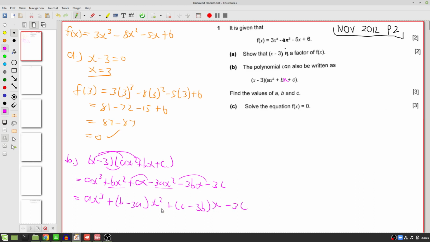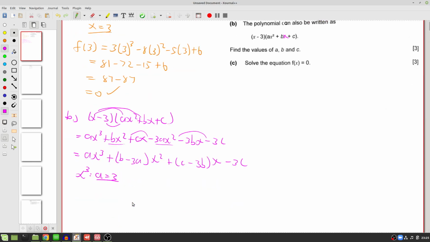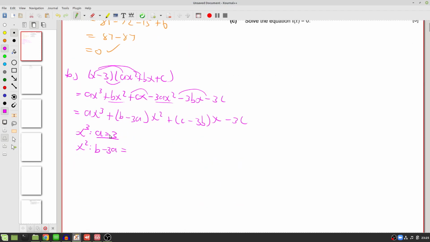Now what we want to do is compare the x cubed, x squared, x, and constant terms to the original function. So let's compare the coefficients of the x cubeds. a must be equal to the coefficient of the x cubed in the other function, so a must be equal to 3. Nice, done. Then the x squareds: their coefficients must also be equal. We've got b minus 3a, so b minus 3a must be equal to negative 8.